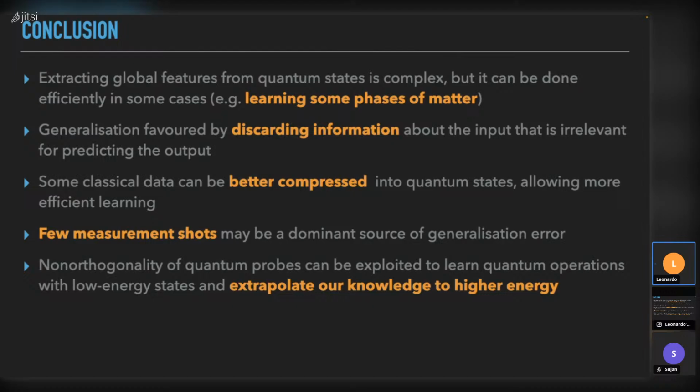I have no time to show this. And then also this non-orthogonality of quantum states is the key ingredient to be able to extrapolate from low energy to high energy. I didn't have time to talk about this, but it's in the PRX Quantum paper that you can find. So with this, I conclude, and I thank you for your attention, and sorry for your time.